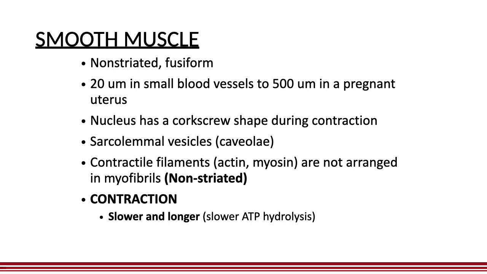Now, smooth muscle is the third type of muscle tissue that is found in the walls of hollow organs and structures such as blood vessels, the gastrointestinal tract, and the respiratory tract. It has a non-striated appearance. It does not have a banded appearance, unlike skeletal and cardiac muscle, because it does not have the orderly arrangement of actin and myosin filaments.